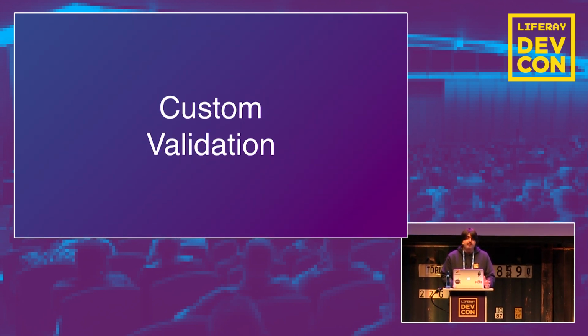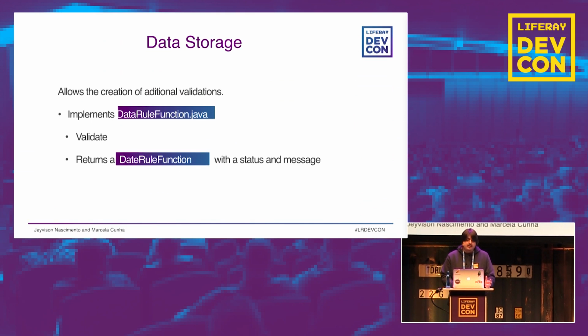And besides that, we have custom validations. Custom validations are simple validations that we can perform on fields. You can implement an interface called DataRuleFunction, and it validates what you want. For example, if some text field matches some pattern that you predefined, like a credit card number or something else. And it returns a DataRuleFunction with a status and a message.